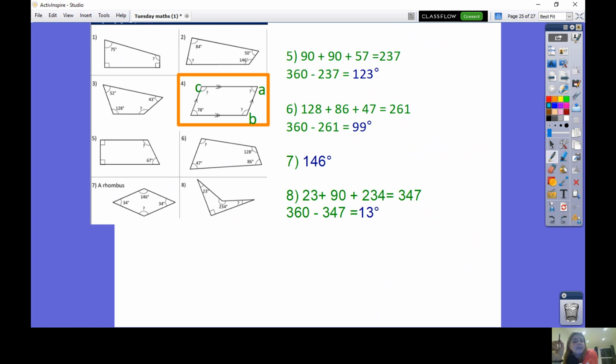Here are the answers to the next 4 questions, and actually question 7 was your easiest question if you remembered one thing. A rhombus is the same kind of shape, or it's a special type of parallelogram. Just like a square is a special type of rectangle, a rhombus is a special type of parallelogram. That means you were just looking for the opposite angle, 146.